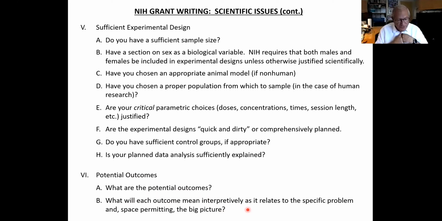Sometimes I've reviewed grant proposals that don't sufficiently describe what they expect. And by the way, when you're thinking of potential outcomes, you have to think not only about what you think will happen, your favored prediction, but you also have to describe what it will mean if it doesn't turn out the way you think it will. Okay, that's really important.